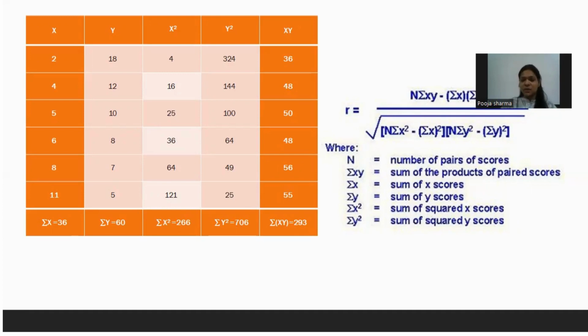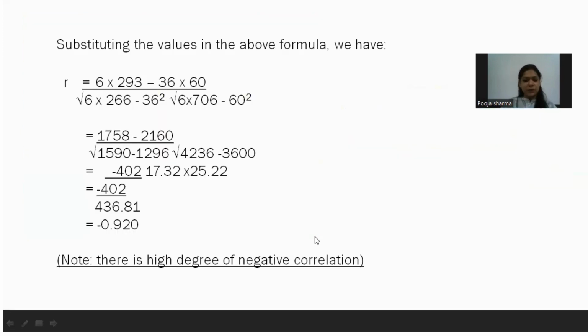Summation of x squared is the sum of the squared x scores, and summation of y squared is the sum of the squared y scores. Now what we do is square the x observations, square the y observations, and multiply the observations of x and y together. Then we find the sum of all these columns and put the values in the formula.